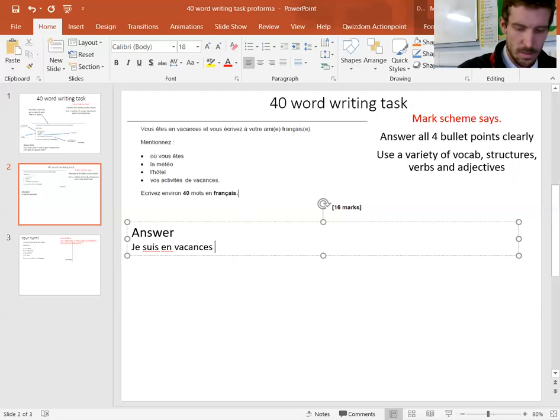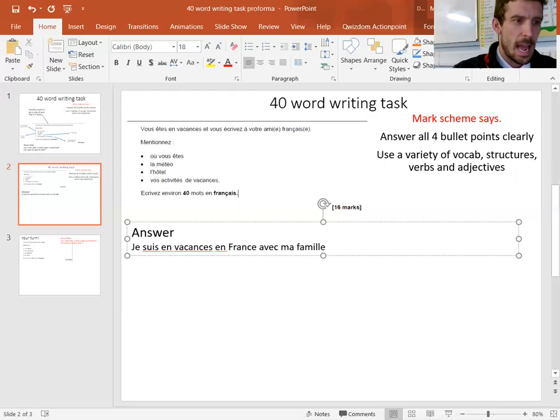So je suis en vacances. Where are we going to be? I don't know. Let's be in Paris in France. No, let's not. Let's just go en France. Now, that's a great sentence so far. I've got an I, a verb, and then the rest of the statement. So I am on holiday in France. But unfortunately, I've only got six words. So I'm going to try and say a little bit more. Who with? Avec ma famille. Nice. Now we're up to about nine words.